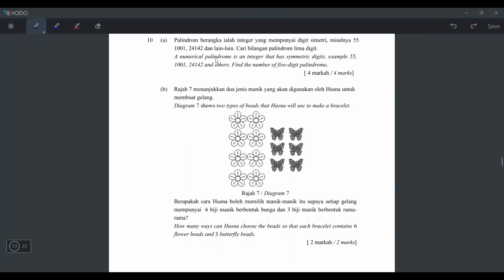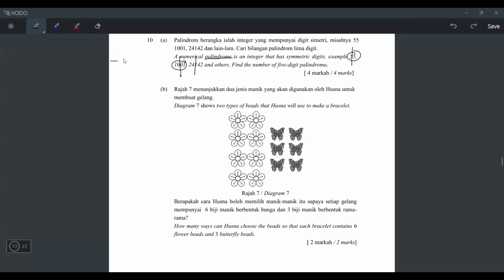A numerical palindrome is an integer that has symmetric digits. Okay, even though you don't know this word, it's fine. They explain for you. It's an integer that has symmetric digits. So for example, 55, 1001. So it has a symmetrical 55. This one also symmetrical. This one also symmetrical, 2, 4, 2. And then they say find the number of 5-digit palindrome. I think this one you have to use permutation to do.